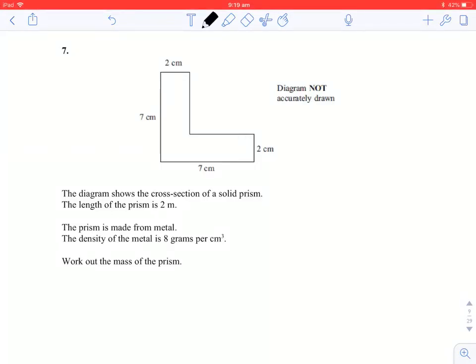Question 7. The diagram shows the cross-section of a solid prism. The length of the prism is 2 meters. The prism is made from metal. The density of the metal is 8 grams per centimeter cubed. Work out the mass of the prism.